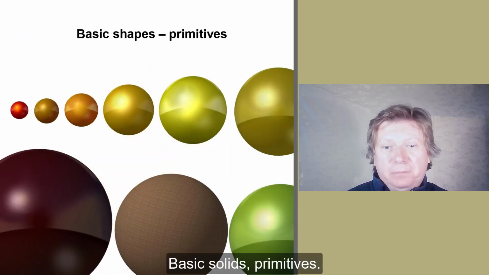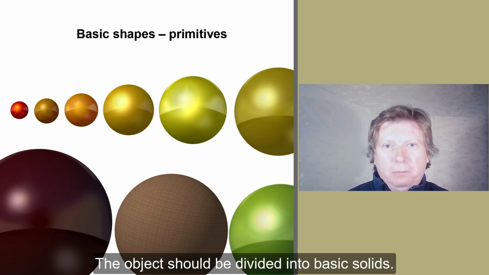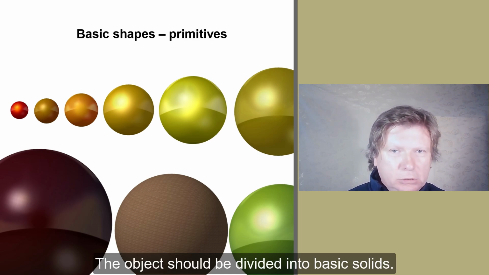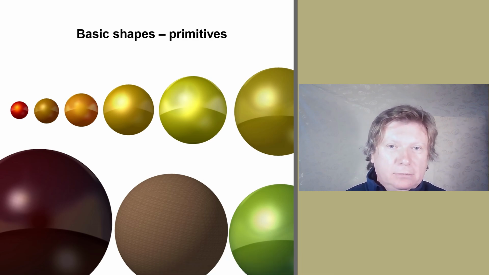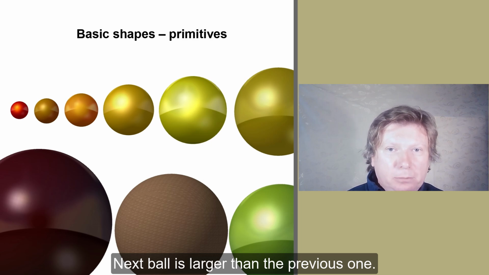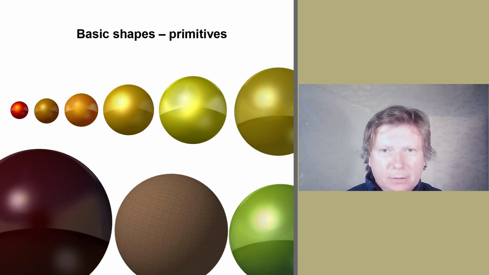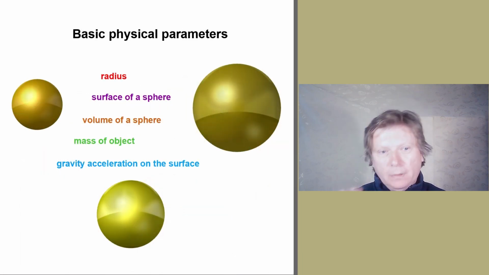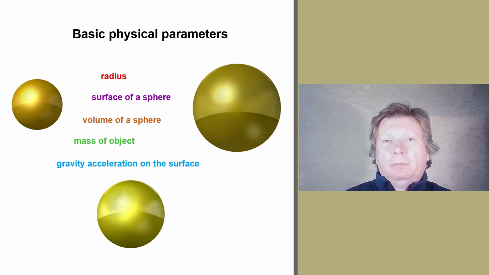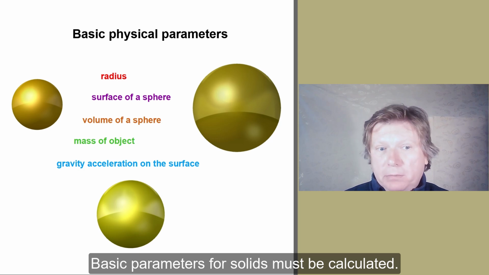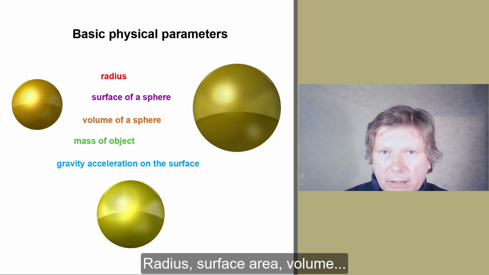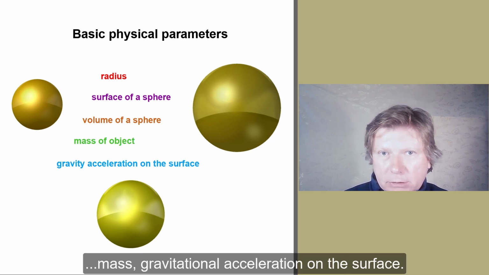Basic solids, primitives. The object should be divided into basic solids. Solids, spheres, primitives. The next ball is larger than the previous one. Basic parameters for solids must be calculated: radius, surface area, volume, mass, gravitational acceleration on the surface.